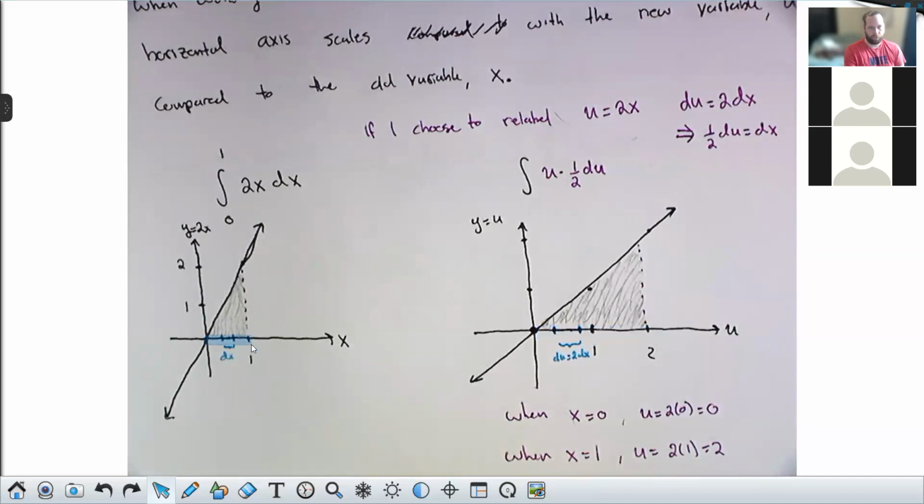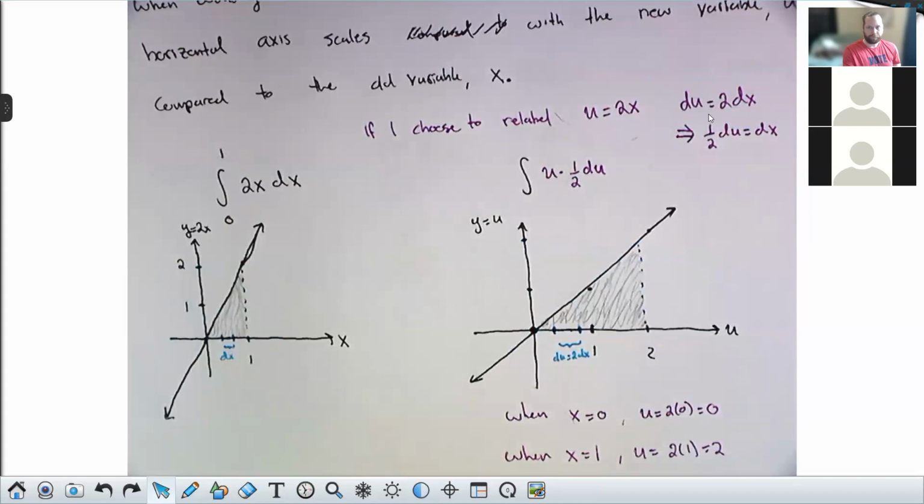Right? This region had width 1. If I stretch that out by a factor of 2, I get this region, which has width 2. But I haven't changed the height. The height here is still 2. So in order for these areas to be the same, I need to acknowledge that stretching factor that this substitution does. That's really what we mean when we say du is equal to 2 times dx. It means for every little step in x, u is going twice as far.